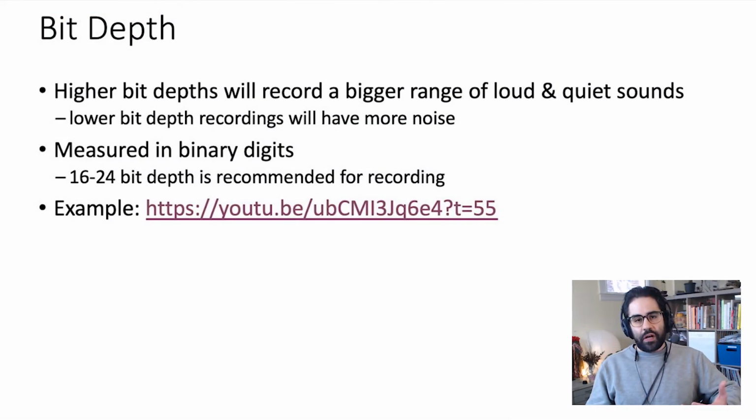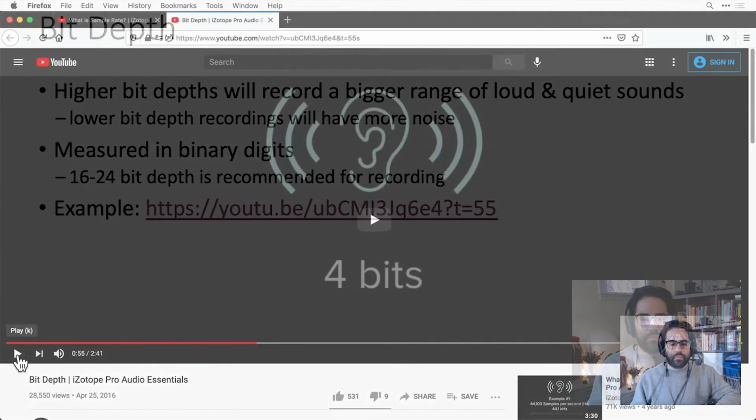The bit depth of digital audio dictates the range of quiet and loud sounds that can be captured in a recording or played back from a file. So the lower the bit depth, the smaller that range of loud to quiet. Lower bit depth recordings will also have more noise relative to the amount of signal, which is usually the part of the sound that you're interested in recording. Bit depth is measured in binary digits, and a bit depth of 16 to 24 is generally recommended for recording. And here we'll see some examples of how bit depth works.